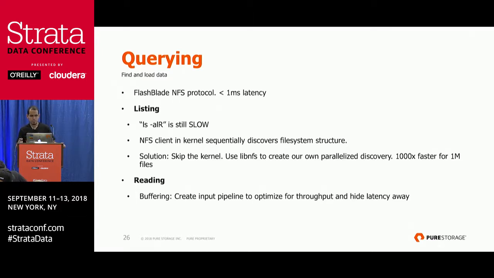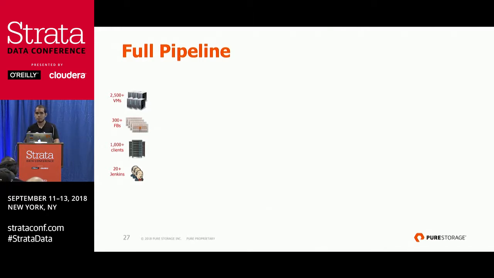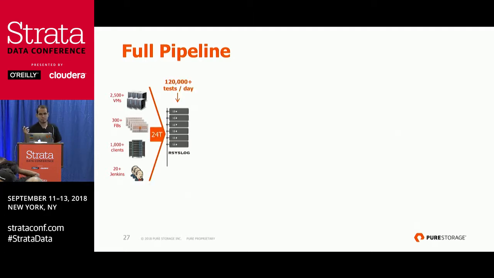Now, in terms of how this looks from the number of hosts and all of our services, our full pipeline today, as promised, we did grow. We have a lot more hosts now. We have over 300 FlashArrays, 1,000 of these clients, and 2,500 of these VMs. By the end of this year, we're going to have 5,000 of these VMs. From 70,000 tests, we're now running 120,000 tests per day.